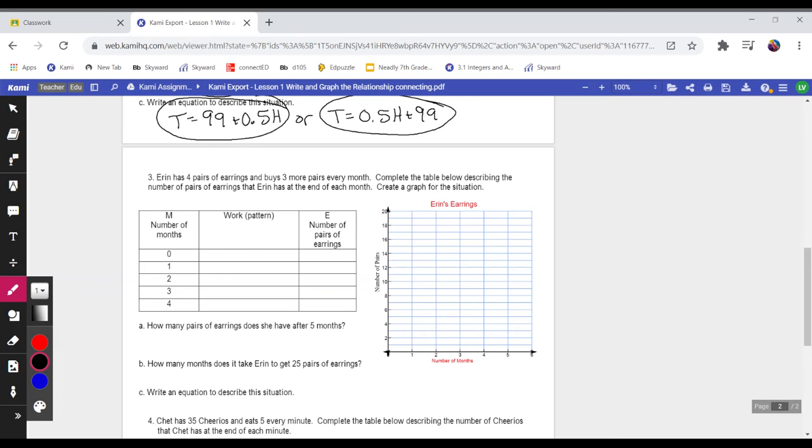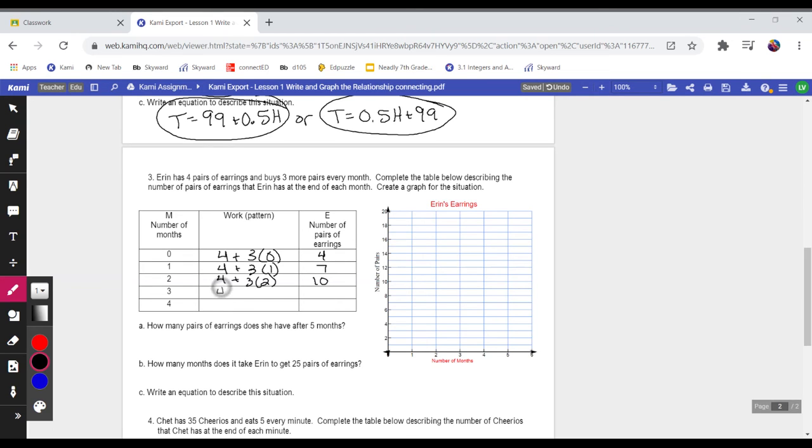So we know at the very beginning, she has 4 pairs of earrings. Then after 1 month, she has 7 pairs. And to show that, starting we have 3 times 0, then for month 1, 4 plus 3 times 1. 3 times 1 is 3 plus 4 is 7. After month 2, we still have the 4 pairs plus 3 pairs per month, so there's 2 months. That's 4 plus 6, which is 10.